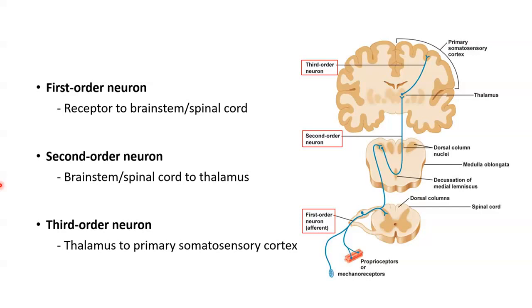So our first, second, and third-order neurons in a sensory pathway are simply the first, second, and third neuron in that path. Our first-order neuron will go from the receptor through a spinal or cranial nerve into the brainstem or the spinal cord. Our second-order neuron will decussate, again either in the spinal cord or the brainstem. It will rise up into the thalamus, and our third-order neuron goes from our thalamus out to our primary somatosensory cortex.